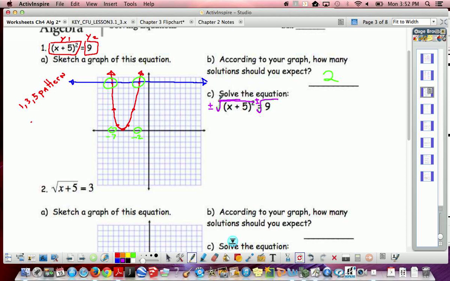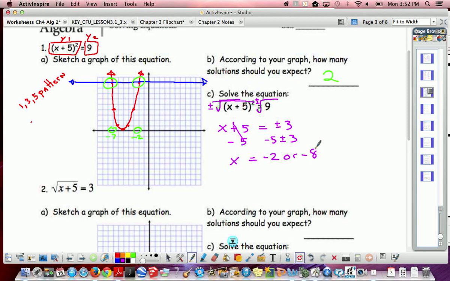So square and square root undo each other. So I'm left with x plus 5 equals, the square root of 9 is 3, but again, don't forget the plus or minus sign in front of it. Then, the last thing that I have to do is subtract 5 from both sides. When I do that, the 5's cross out, x equals -5 plus 3. Well, -5 plus 3 is -2. -5 minus 3 is -8.